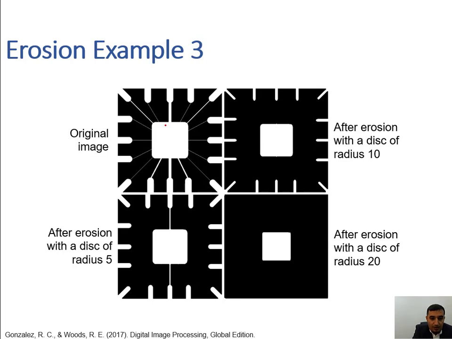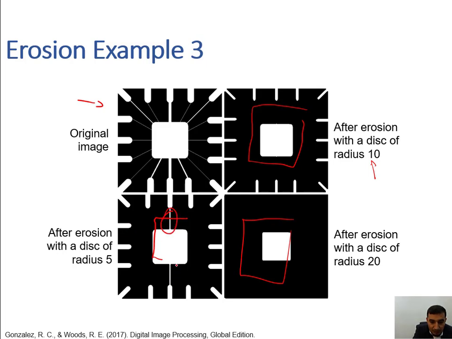So this is an example of an erosion. As you can see, this is our original image. This is an erosion with a disk of radius 10 pixels. You can see we removed all of the connectors. This is an erosion with a disk of 5 pixels. And this is an erosion with a disk of size 20 pixels. And you can see here that the 5 kept some parts of the connections. The 10 removed the parts, and the 20 removed all the details on the sides of the image. So I'll stop here and we'll continue in the second part.